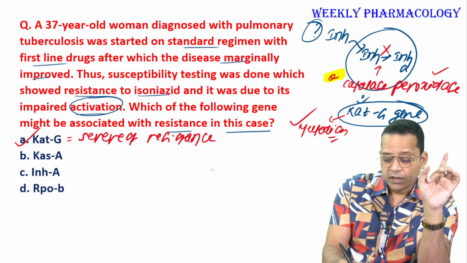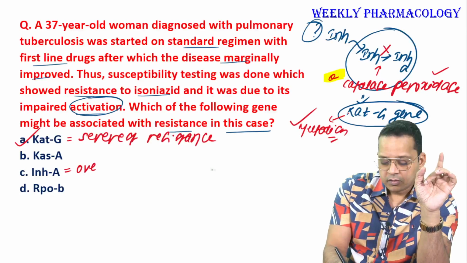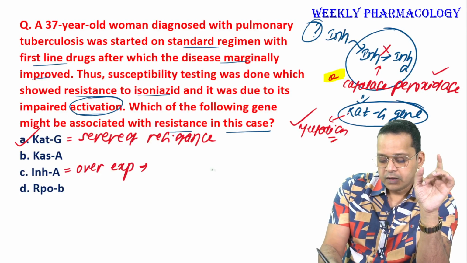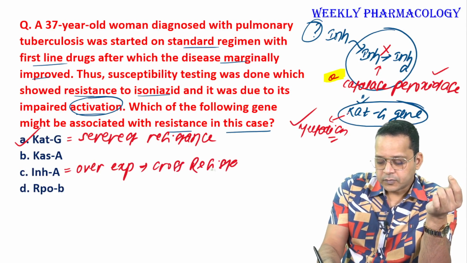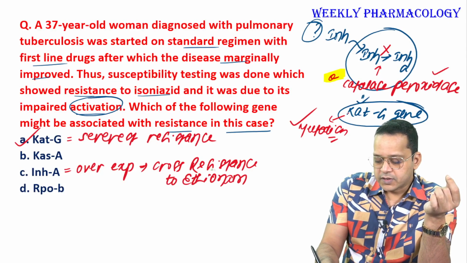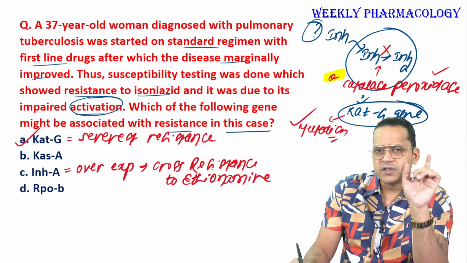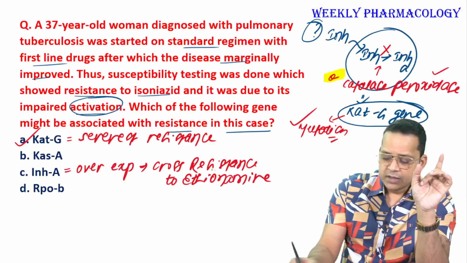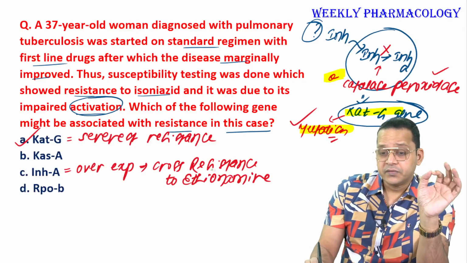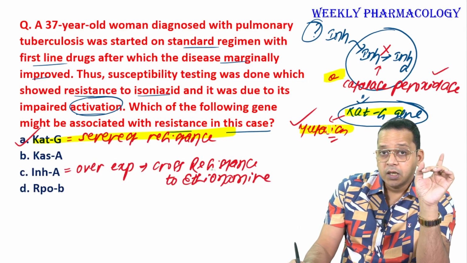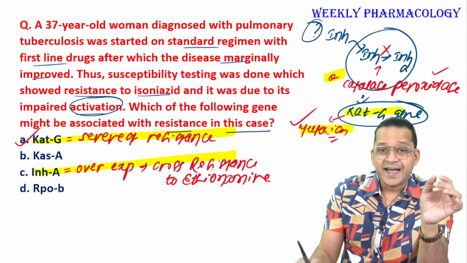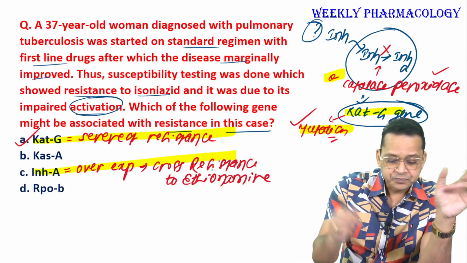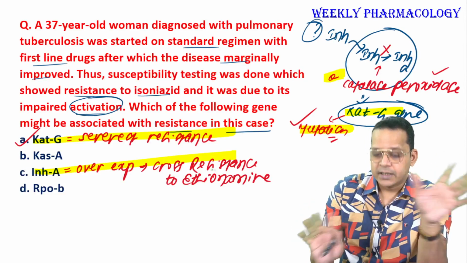That is one MCQ. InhA gene, there is overexpression, and this gives us cross resistance to ethionamide. So cross resistance of isoniazid to ethionamide. So these are two important MCQ points. One is severest resistance, where there is impaired activation. It is due to KatG gene mutation. Which mechanism isoniazid develops cross resistance to ethionamide, a second line drug? Your answer is InhA gene overexpression. So guys, this was not a difficult MCQ. I've taught you this in detail in my lectures, right?